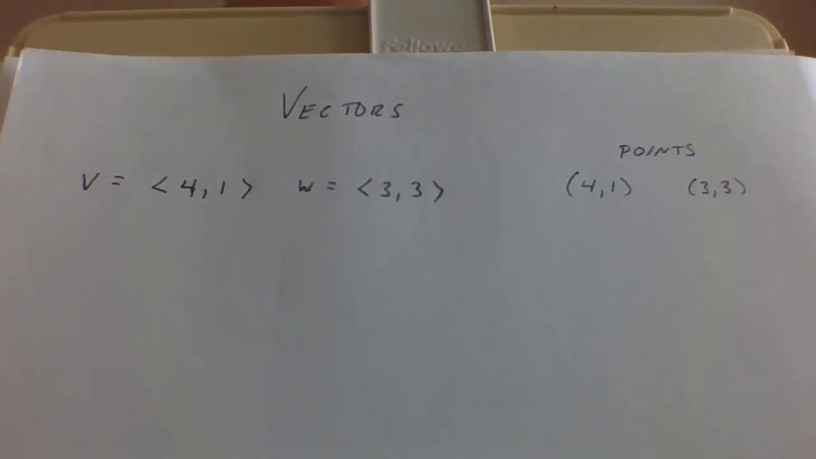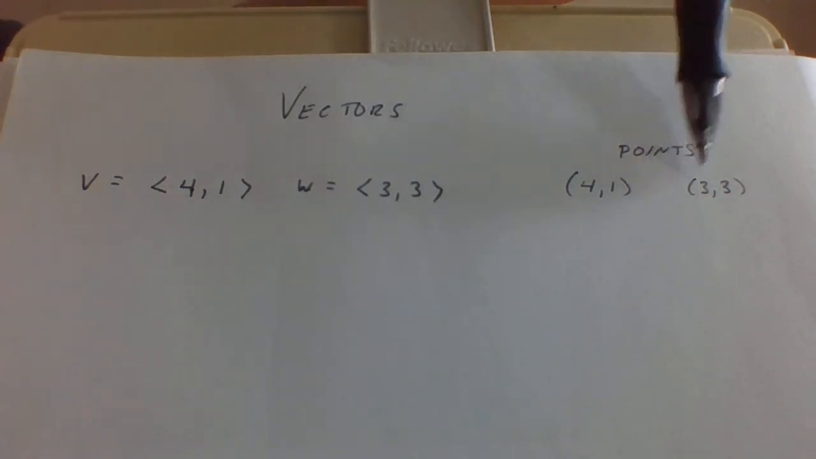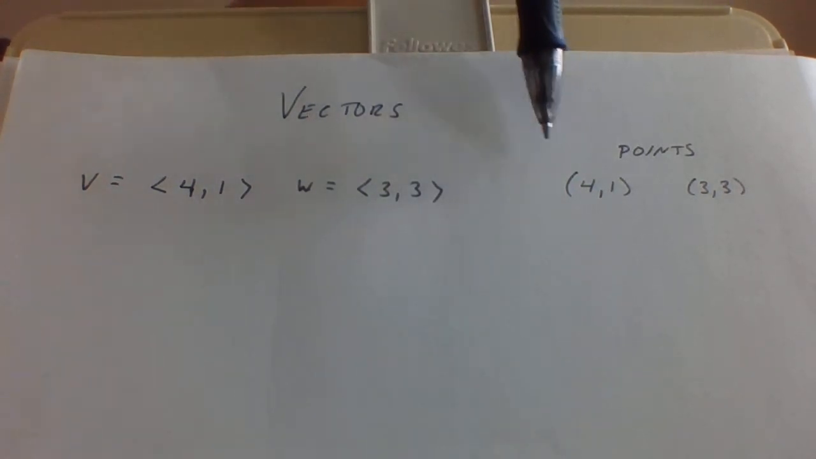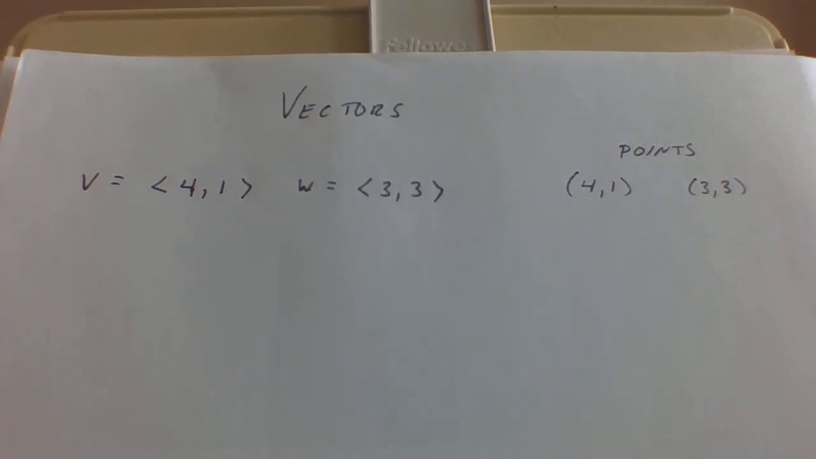That's different if we were talking about the point (4, 1) or the point (3, 3). We would use parentheses to designate these as points. When you see the pointed brackets, those are going to be designated as vectors. Let's go ahead and graph the vectors.